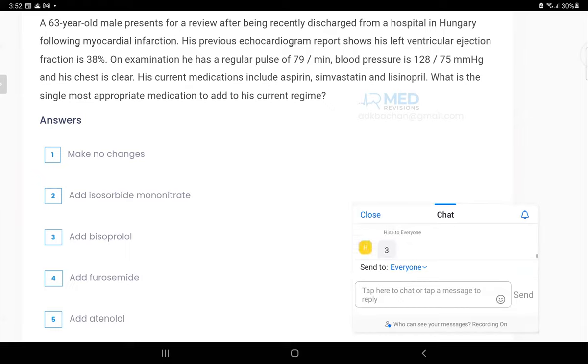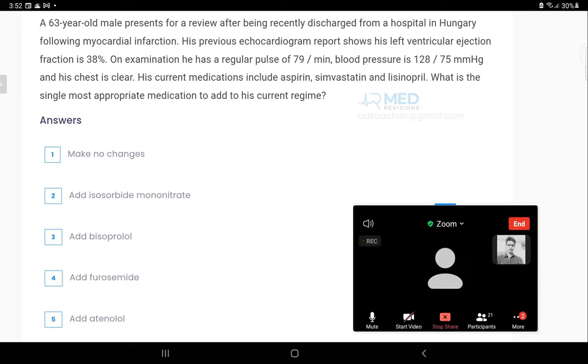5. Okay. Add atenolol, 4, Dr. Aram says. Add a beta blocker, Dr. Richa. All right. Okay. What else? Dr. Sheila, are you there? I'm sorry to mispronounce your name. Okay. Dr. Pradesh says 4.